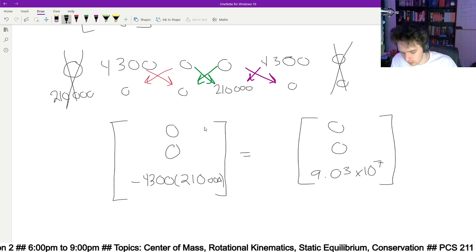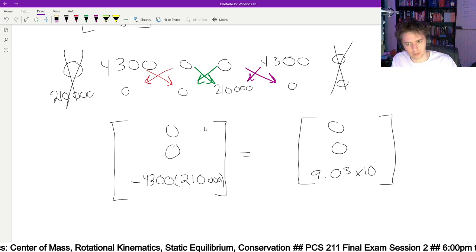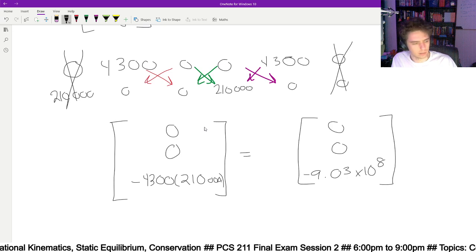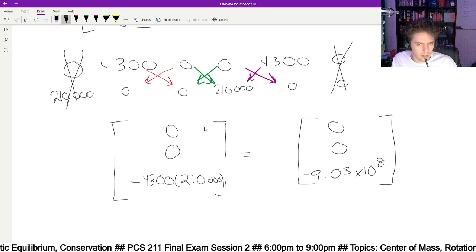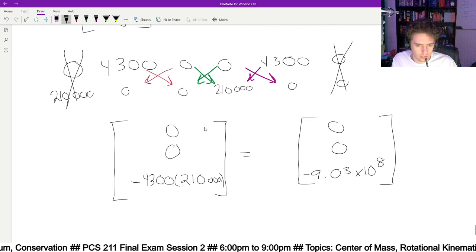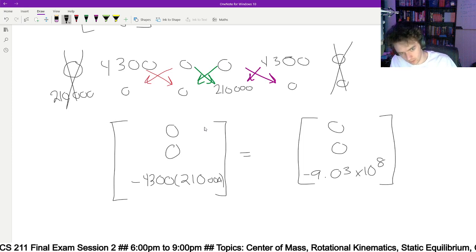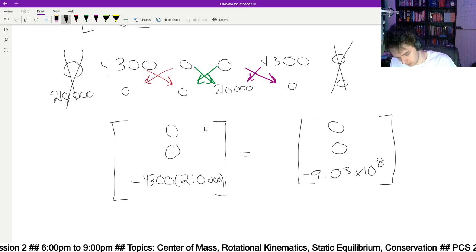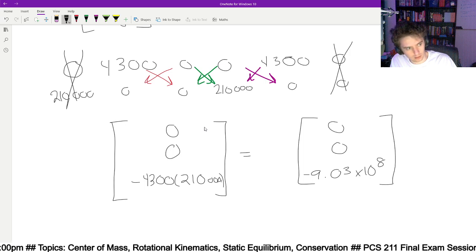Oh, 10 to the 9? It should be 8. And it's negative as well. I forgot about that. But the answer in the book actually says 10 to the 9. Did I miss a 0? Let's see. No, it's 8. Maybe it's a mistake. Negative 9.03 times 10 to the 9th as well.